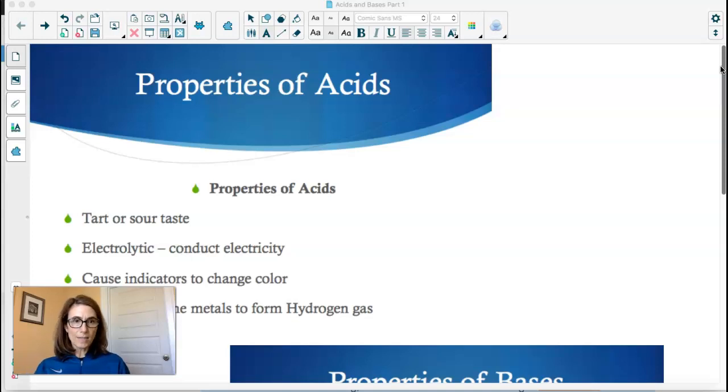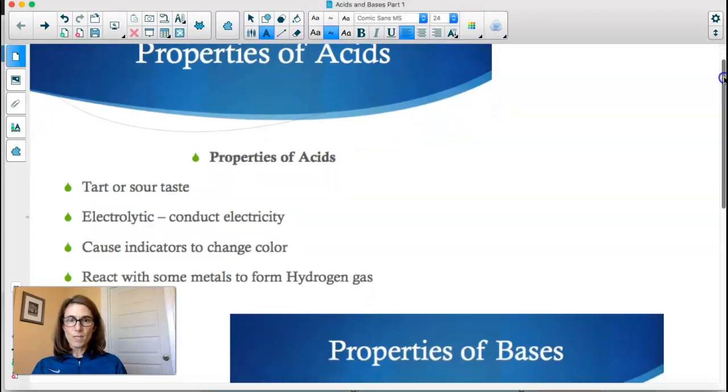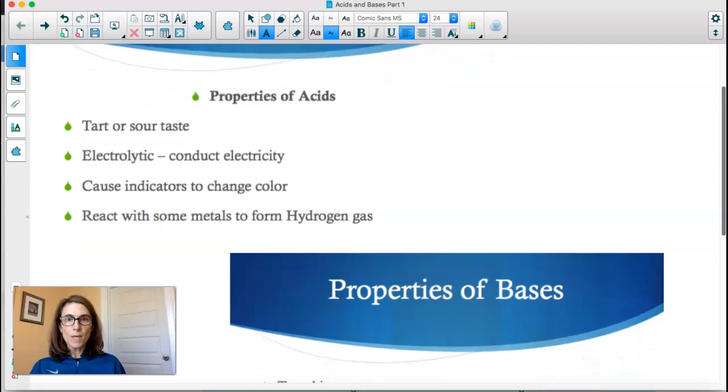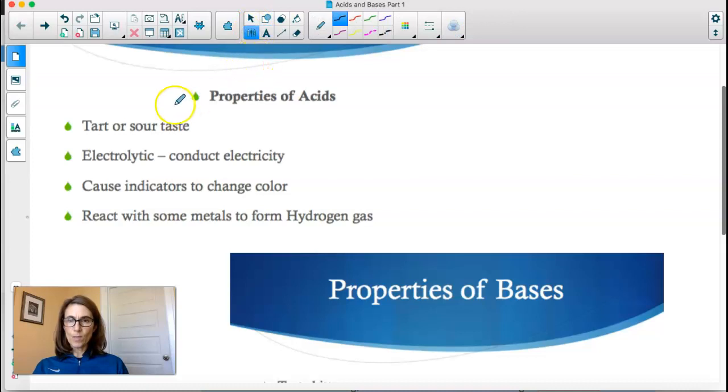So let's start with acids. Acids are substances with the following properties. They have a tart or sour taste. Think about lemon juice, orange juice, vinegar. Those are all acidic liquids. So you can think about that taste as being a distinguishable property of an acid. Acids are also what's called electrolytic. So electrolytic means they conduct electricity.